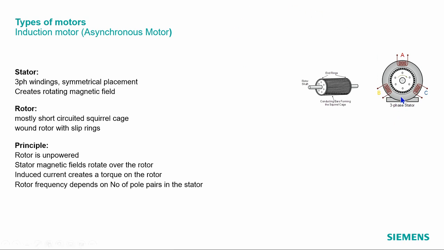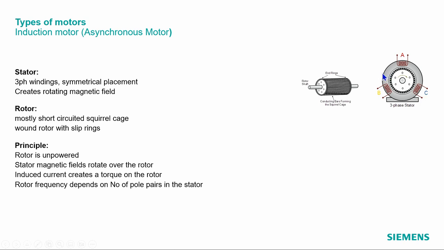So here in this drawing we see not even a pair, it's a simplified drawing here. So we see just one winding. Normally we say pole pair because we have a second winding, so that we get here a magnetic field all over the rotor, across the rotor.